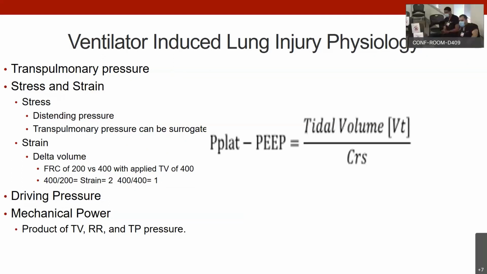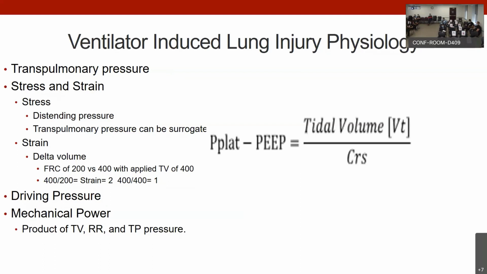So over 48 hours, if I keep pounding those lungs with those tidal volumes in someone who has a very small FRC, I'm going to get more hypertrophic lung injury over time as compared to the more obese person. Right? Make sense? So that's strain and stress.